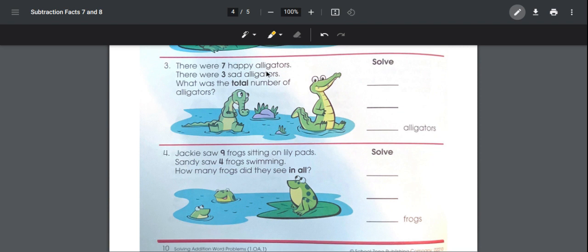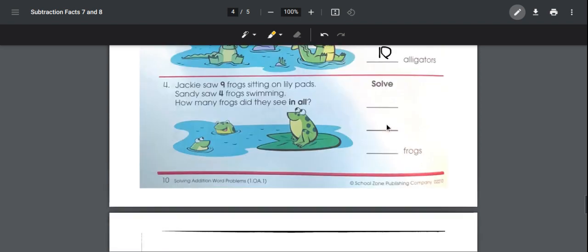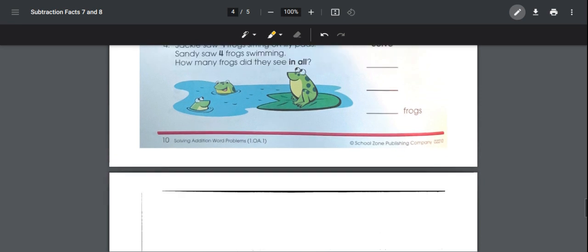Okay, number 3. There were 7 happy alligators. So 7 happy, and then there are 3 sad alligators. And the question asks, what was the total number of alligators? So we just have to count the number of alligators in total. So there's 7 happy ones and 3 sad ones. So if we add 7 plus 3, that is 10 alligators in total.